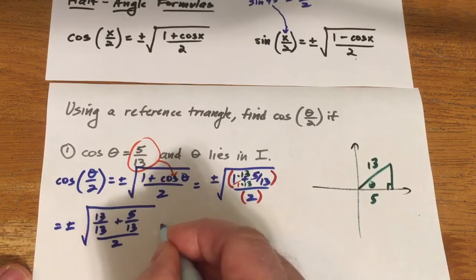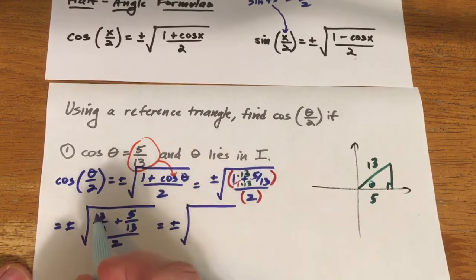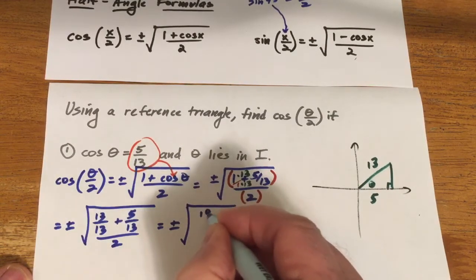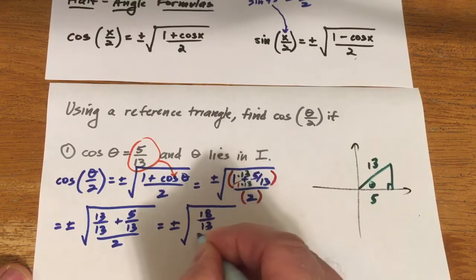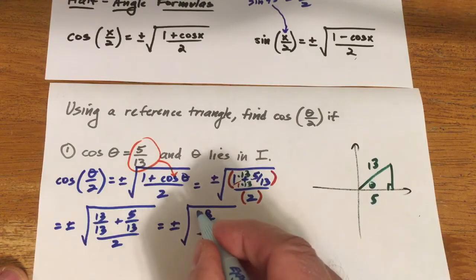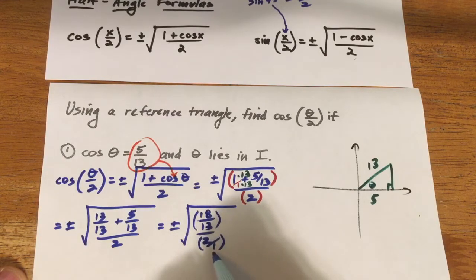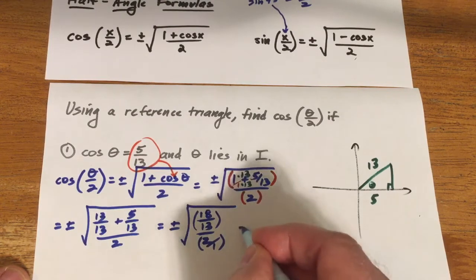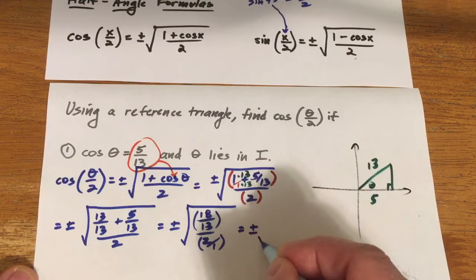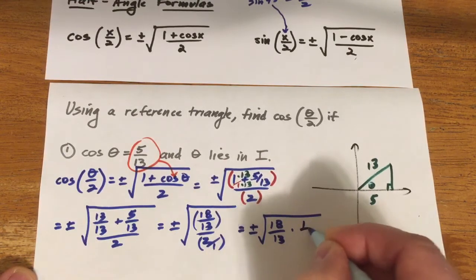Let's go ahead and add these together. So in the numerator, when we combine those, we're going to get 13 plus 5, 18. Denominator stays the same, all over 2. All right, let's go ahead and clean this up. This is a fraction. We'll put this as a fraction, writing it over 1. And anytime you have a fraction divided by a fraction, what do? Multiply by the reciprocal. So we're going to go ahead and write this as 18 over 13 times 1/2.